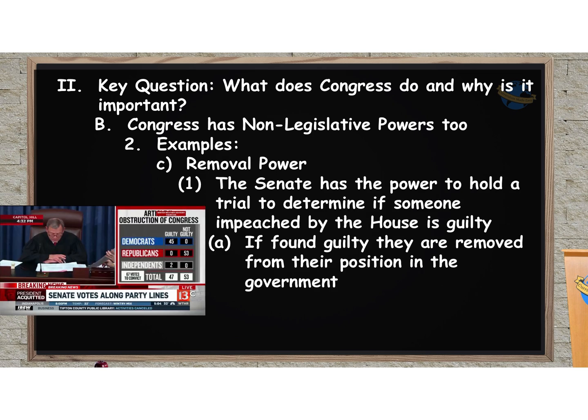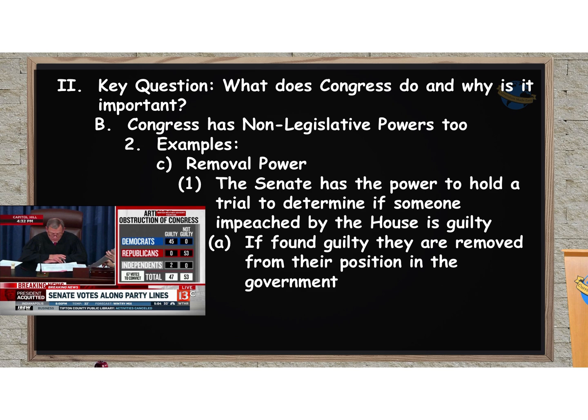Once the House has voted to impeach, then it goes to trial in the Senate, and the Senate gets their removal power. So the House impeaches, that is, accuses a member of the executive branch or judicial branch of doing something seriously wrong, and then they're put on trial in the Senate. The Senate acts as the jury, and the Chief Justice of the Supreme Court acts as the judge for the case.